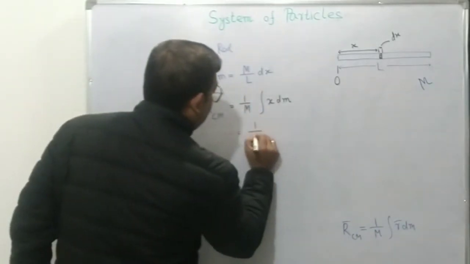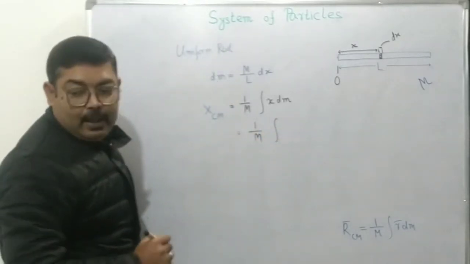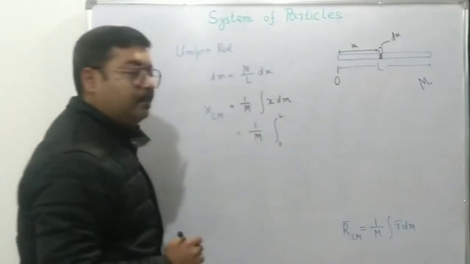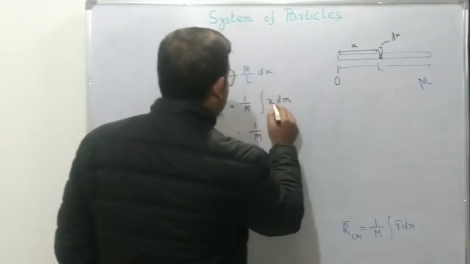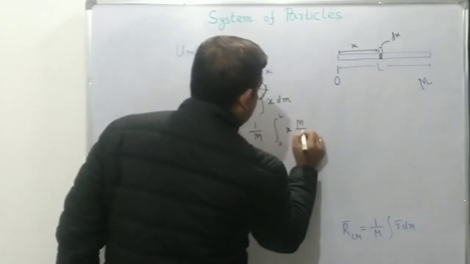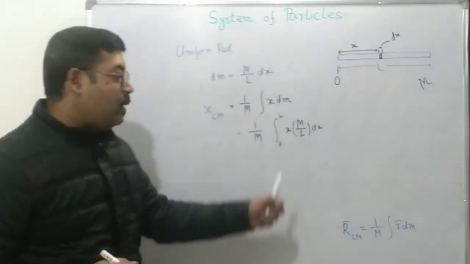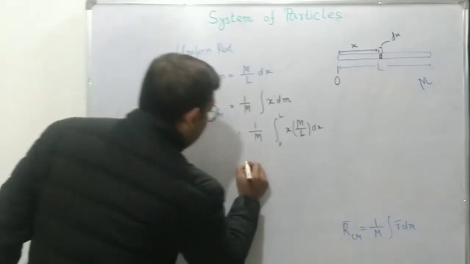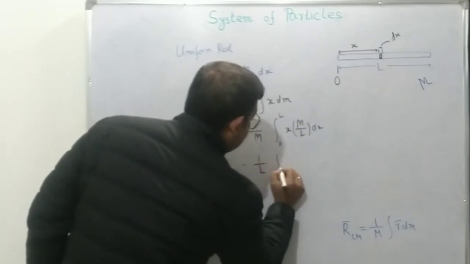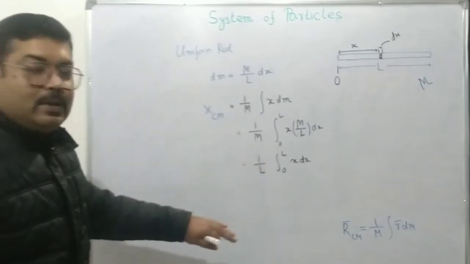So what we have, 1 by m integration over the length of the rod, right? So it will be 0 to L. Instead of x will be x, and instead of dm we will be writing m by L dx. So m by L being a constant can be taken out of the sign of integration, and m and m will cancel. So we have 1 by L integration 0 to L x dx. We know how to solve this. This is a very simple integration.